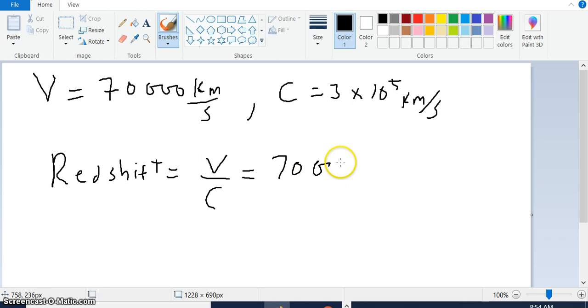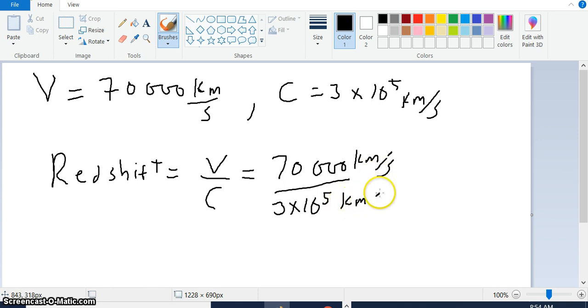it's 70,000 divided by 3 times 10 to the fifth. Both of them are in kilometers per second, which cancel. So 70,000 divided by 3 times 10 to the fifth gives us a redshift of 0.23. So that's it, and the redshift is just a pure number.